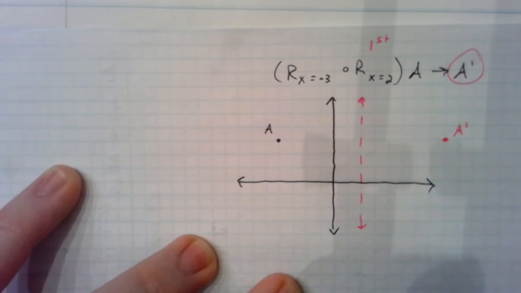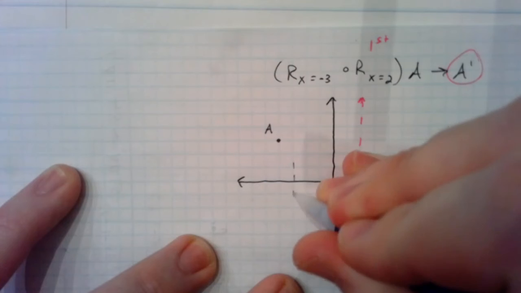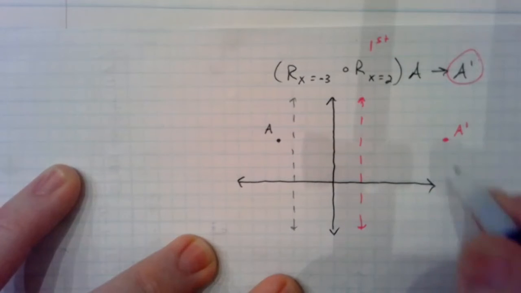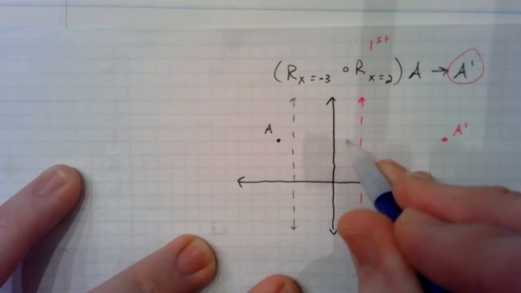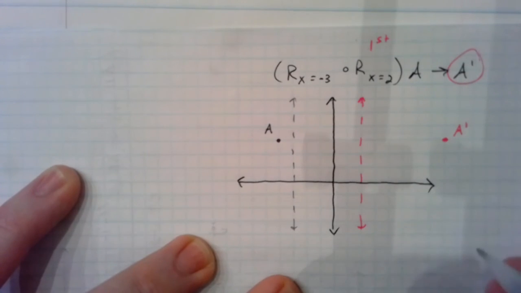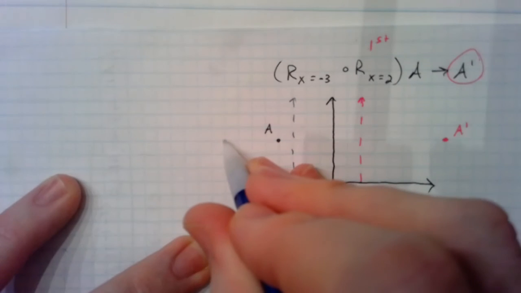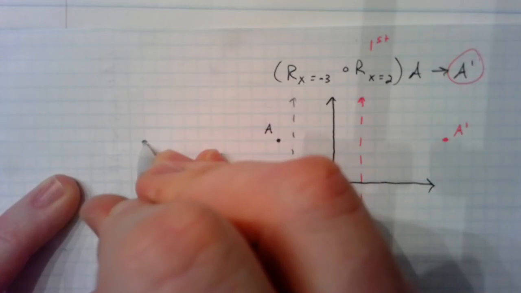Now in pencil, I'm going to reflect it over the line x equals negative 3. Here's negative 3, so here's the line x equals negative 3. If I count out the number of spaces now, I can see that this is 11 spaces to the right, so I'm going to move it 11 spaces to the left. There's 1, 2, 3, 4, 5, 6, 7, 8, 9, 10, 11 spaces to the left. And I'm realizing now I made a mistake. So this will be A double prime.